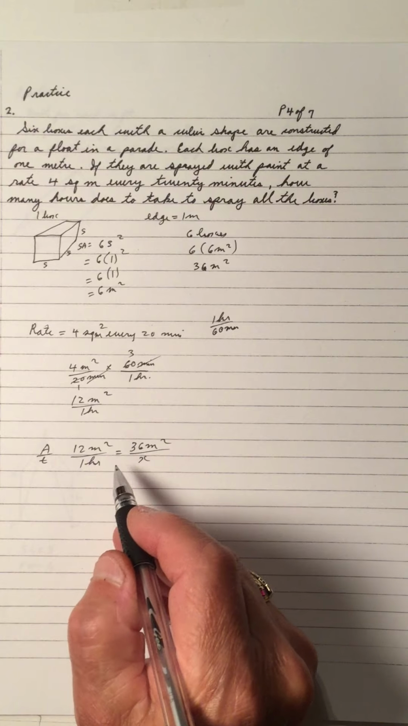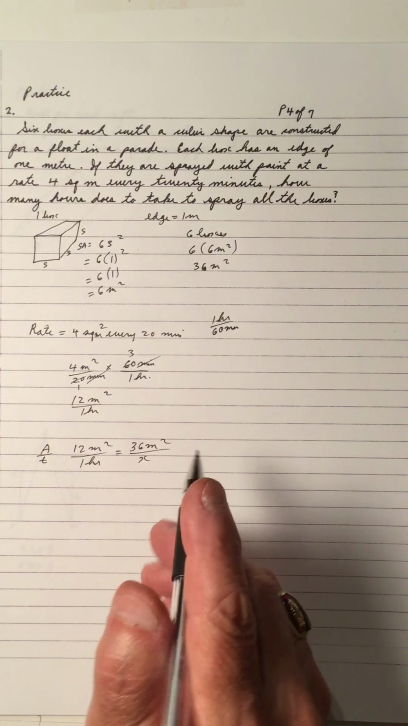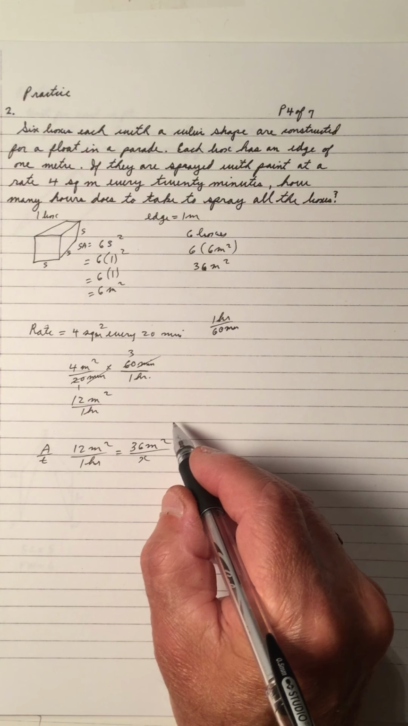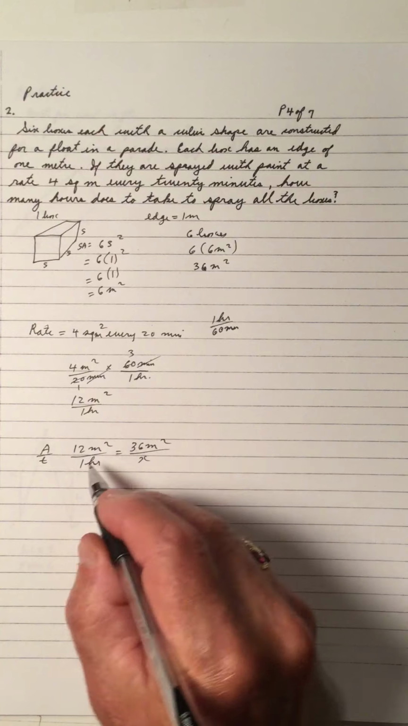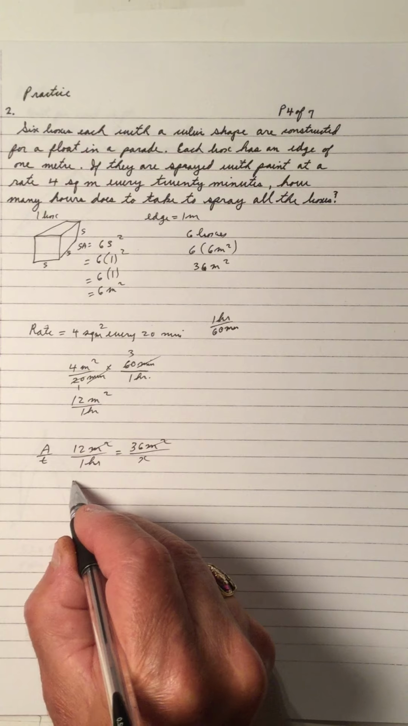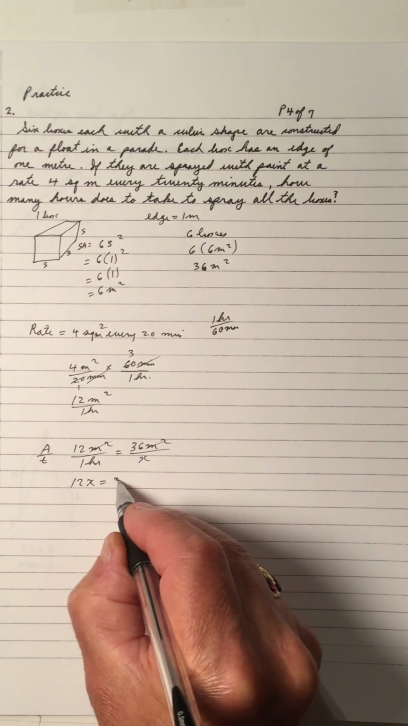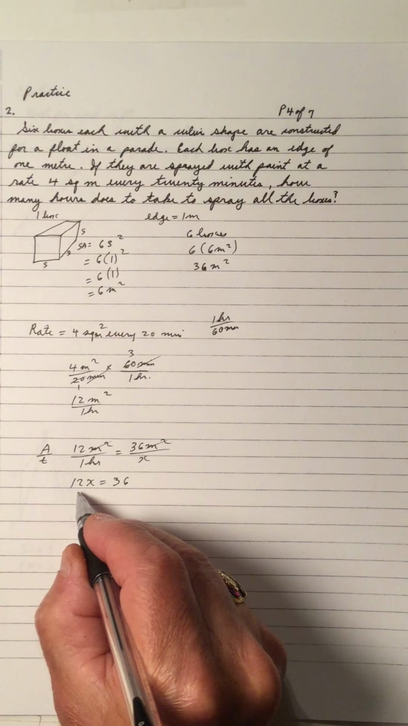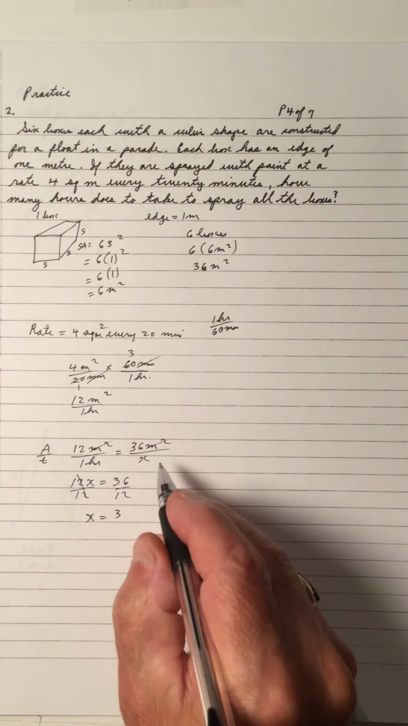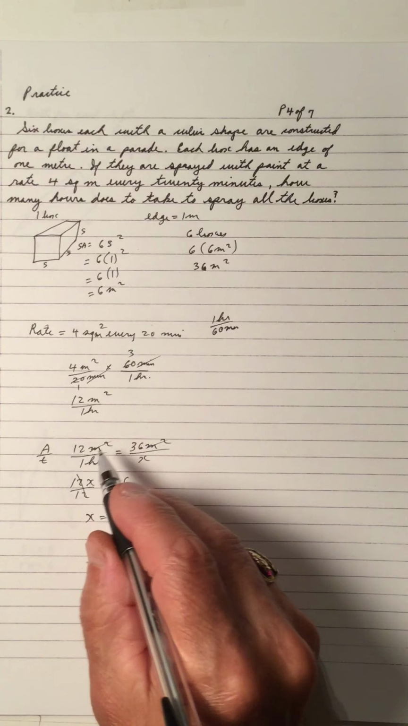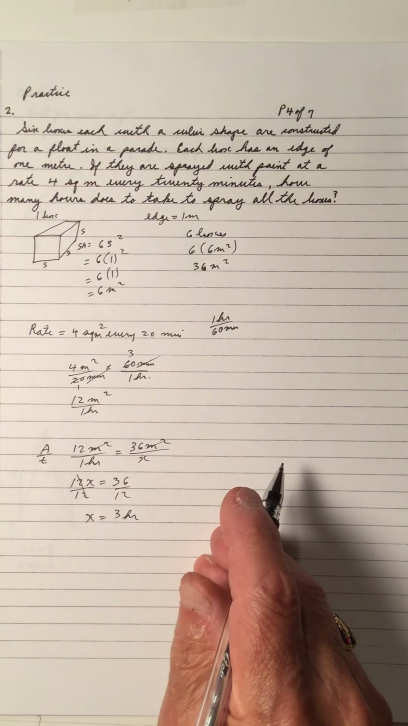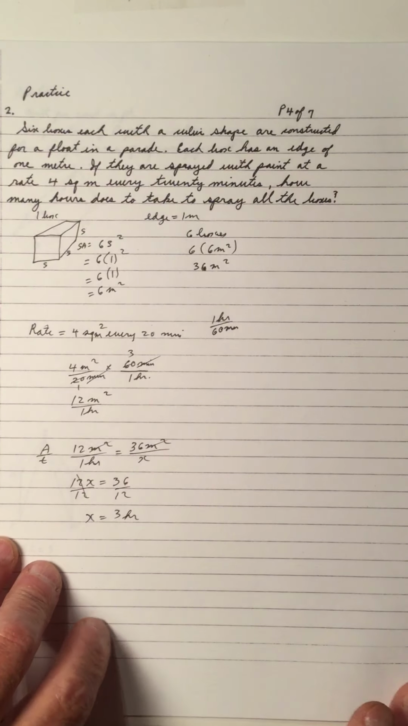I set up a proportion. A proportion is 2 ratios equal. Because I have the proportion set up, notice that we can cross multiply. These will cancel out when you cross multiply, so I get 12 times x is 1 times 36, and we divide by 12, and we get x is equal to 3. So what's left when you cross multiply, you get the square meters canceling out, so this turns out to be 3 hours it takes to spray all 6 boxes.